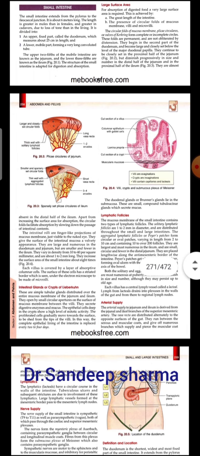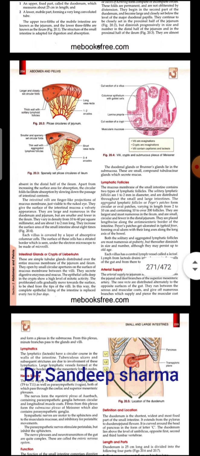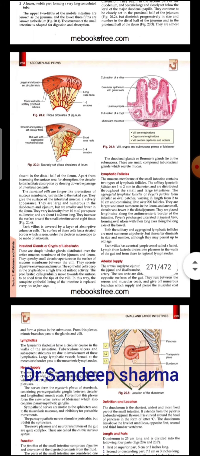So solitary lymphatic follicles are 1 to 2 mm in diameter, and Peyer's patches are 2 to 10 centimeter in diameter. Okay. So Peyer's patches are largest and most numerous in the ileum and are small, circular and fewer in distal jejunum. So in distal jejunum they are few in number.